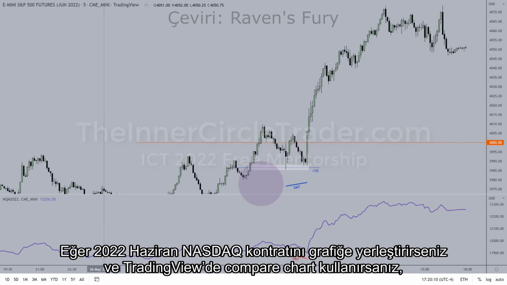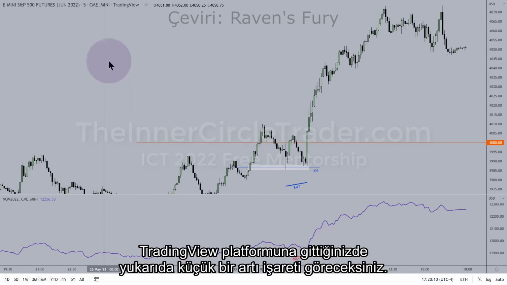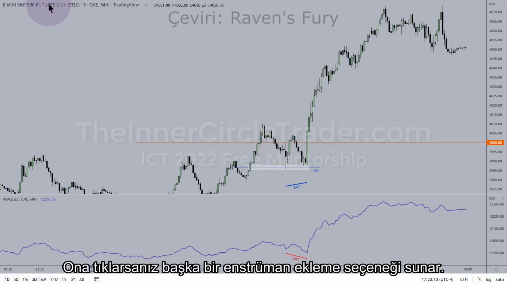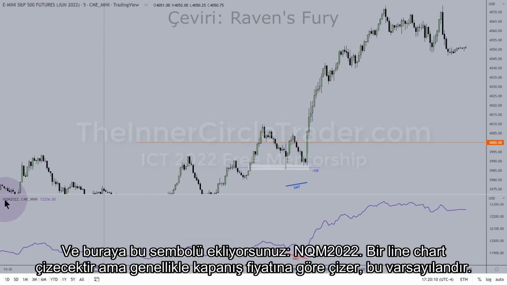Okay, if you plot the NASDAQ June contract for 2022 on the compare chart on TradingView, go up into your TradingView platform and you'll see a little plus symbol up here. If you click on that, it'll give you an opportunity to add another instrument. You add this symbol here, NQM2022, and it'll plot a line chart, but it's usually going to be plotted on the close. That's the default.